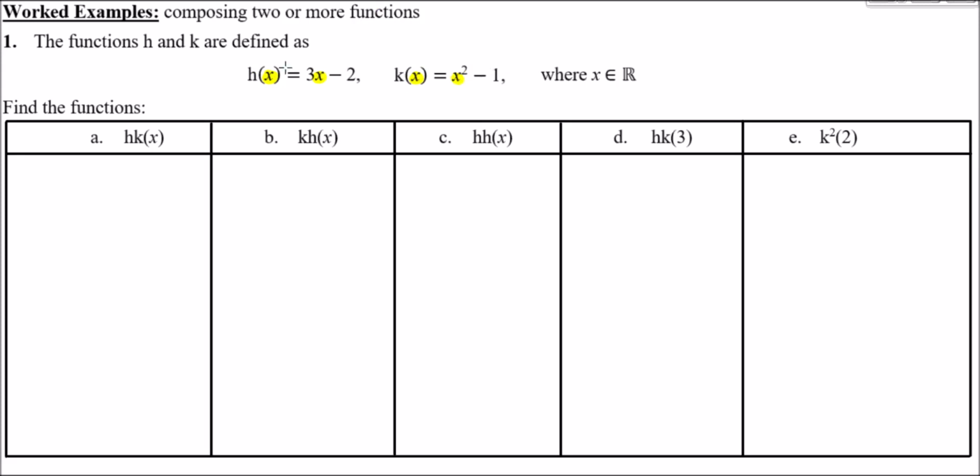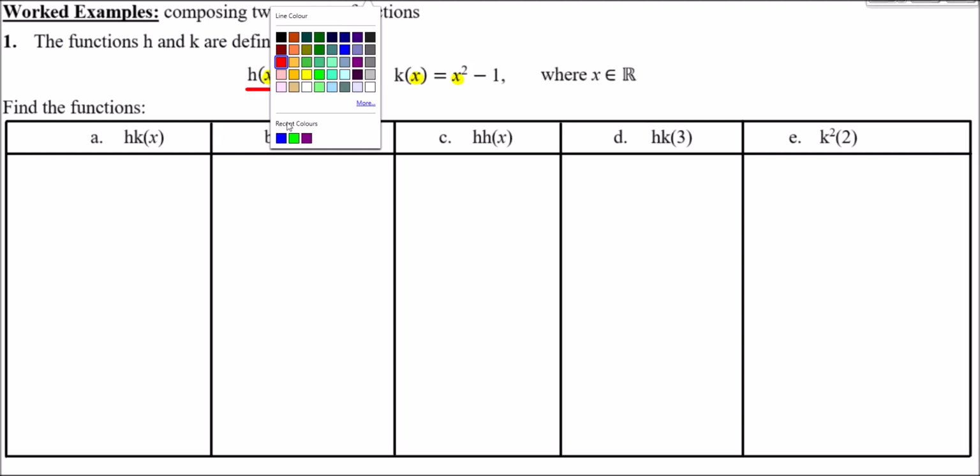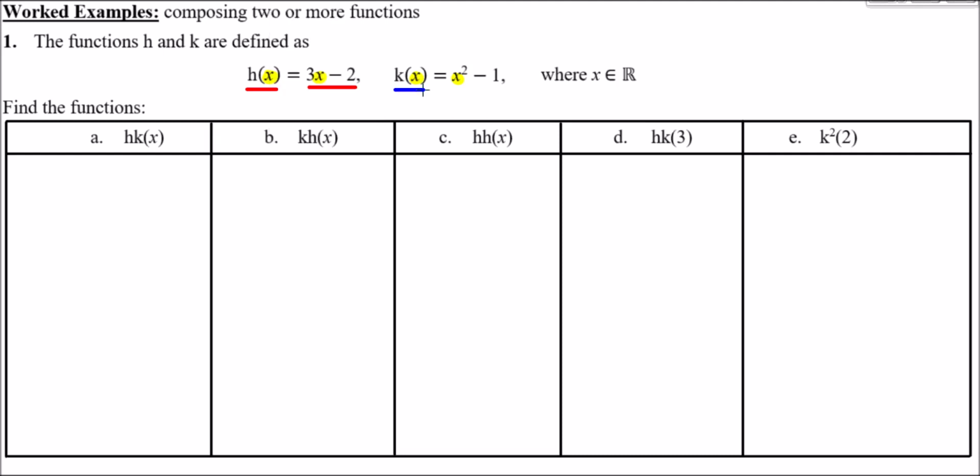And so if I just underline here what h of x is actually doing, h of x is the same as tripling the input, then minusing 2. And then in blue, k of x, just to remind ourselves, is different. k of x takes its input, squares it, then subtracts 1.